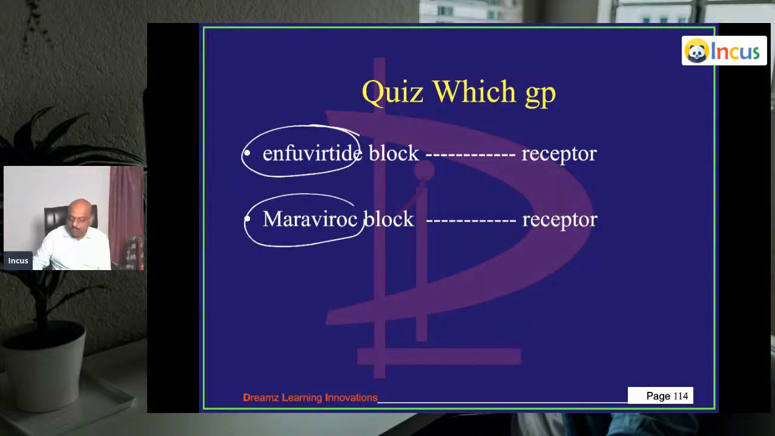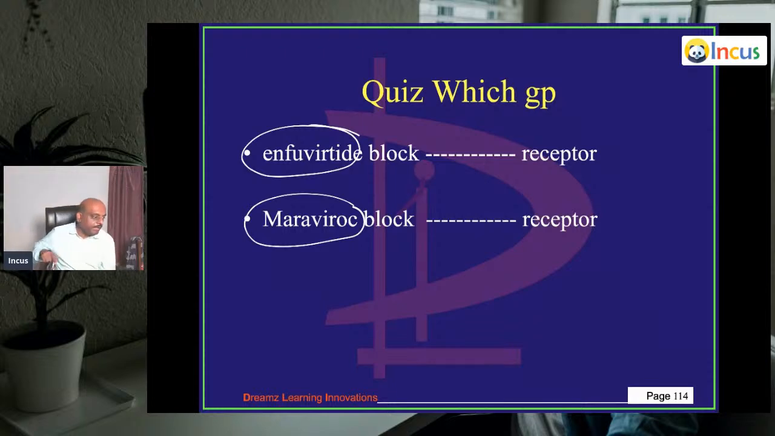Enfuvirtide, Maraviroc. What is blocked by the Enfuvirtide and what is blocked by the Maraviroc? Come on, punch your answer, doctor. Let me check how good is your preparation going on. Come on, who is going to give me the correct answer? I am waiting for your answer. Enfuvirtide blocks which receptor? Maraviroc blocks which receptor? Who is going to give me the answer?